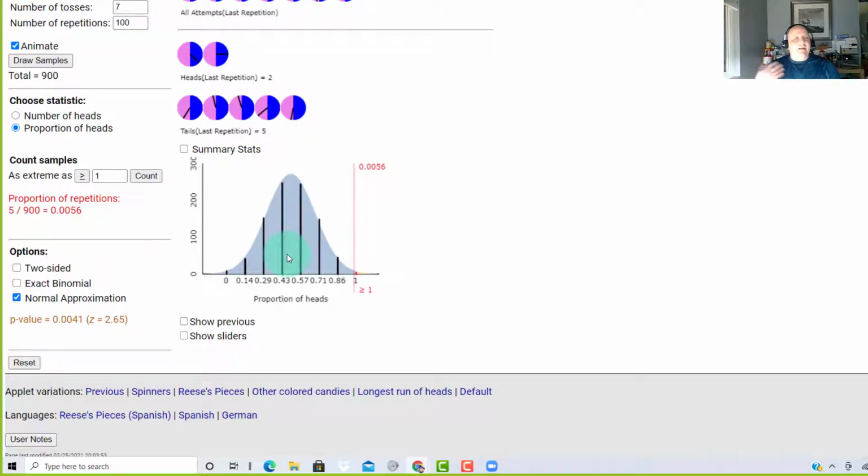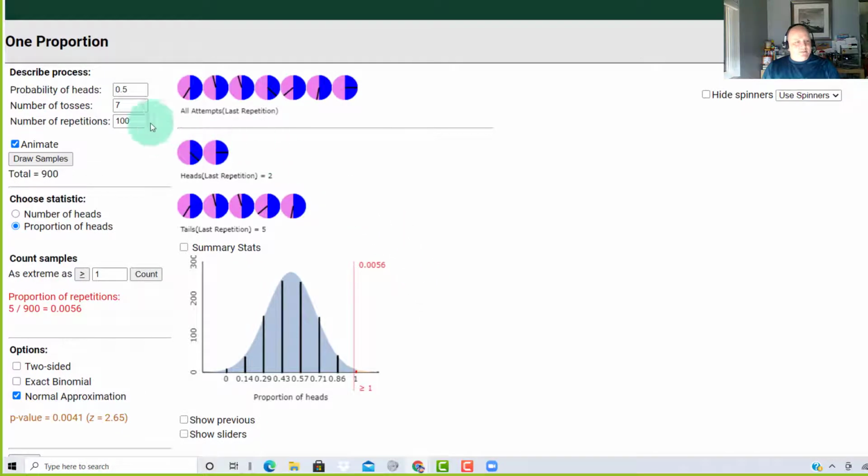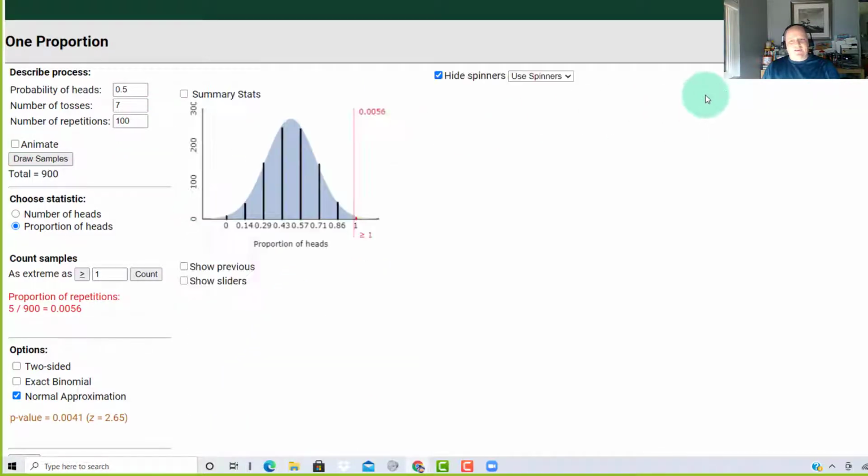So again, what happens? As I take more and more samples, I begin to see that the samples form a distribution. This is known as a sampling distribution. Each one of the little tiny dots in here represents a sample of 7. Now you're going to see something pretty cool. I'm going to turn off animate because I don't need to animate, and I'm going to hide the spinners. I don't really need to see the spinners working here.